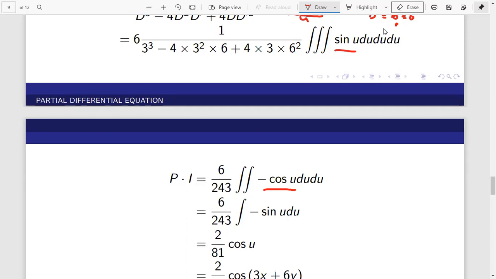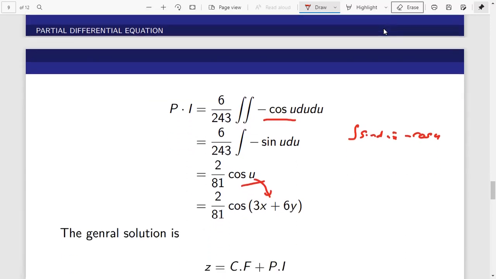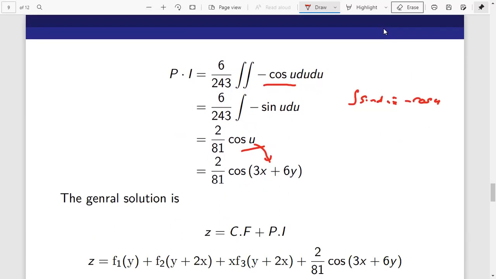So if you are integrating cos u, okay, we will get sin u, but there is another negative sign here. Okay. So if you are integrating sin u, so integration of sin, it will be minus cos u. Okay. But there is one minus, so minus into minus plus cos u. Okay. You want to replace u by 3x plus 6y. This is the particular integral.